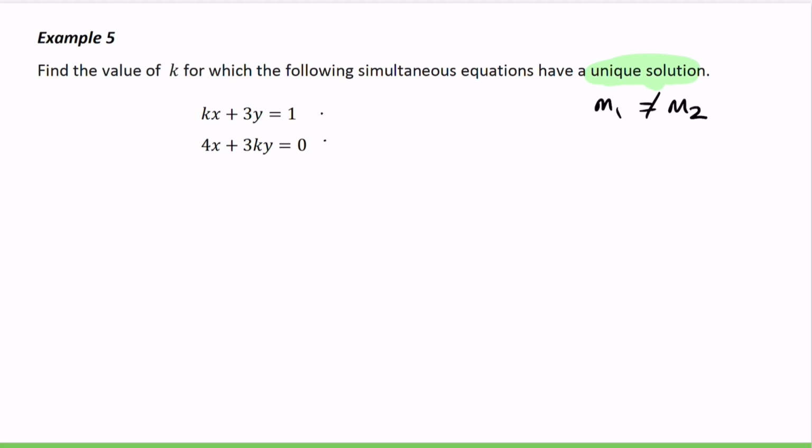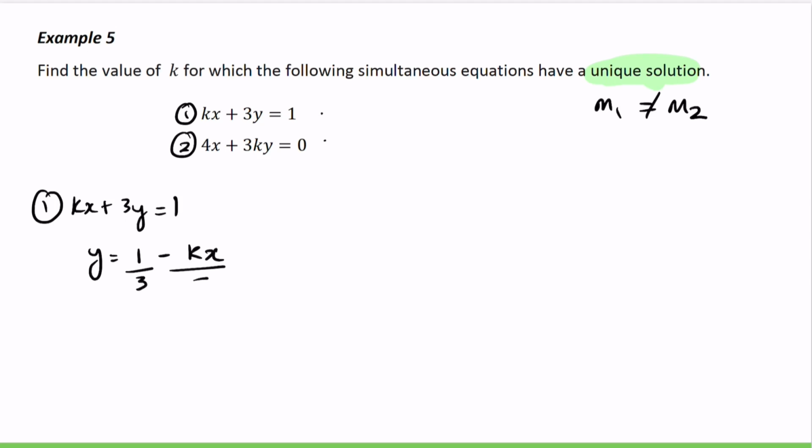We can't really tell what the gradients are as it is at the moment. What we want to do is rearrange it so it is in gradient form. So we're going to call this one equation 1 and equation 2. So that's kx plus 3y is equal to 1. If I take the kx over and then divide by 3, what I'm going to get is firstly 1 minus kx, and then divide everything by 3. I'm going to get negative k on 3 as my gradient. So that's my gradient of the first line.